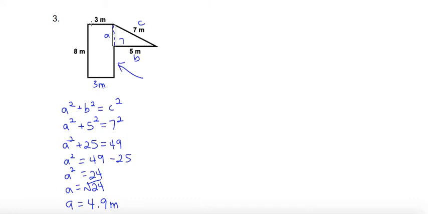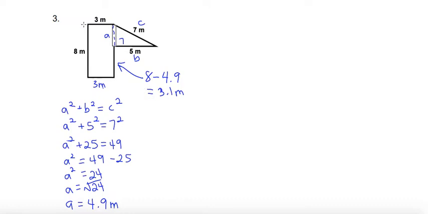So in order to do that, I need to take a look at the entire height of this shape, which is 8 meters. And I want to subtract just this little part right here, which I just calculated was 4.9. And that gives me a value of 3.1. So now that I have this dimension right here, and you can see that my diagram is not to scale, so don't let those dimensions fool you, then I can figure out what my perimeter is.